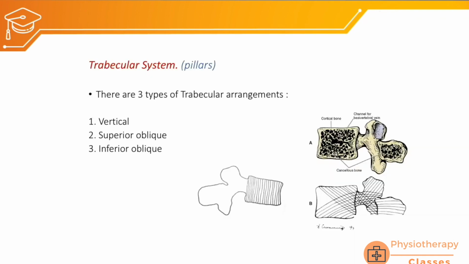The trabecular systems, which we have already discussed for the cervical vertebra, remain the same for all the vertebral spine. It has three types of trabecular system or arrangements, which are vertical, superior oblique and inferior oblique. The vertical trabecular system prevents the compressive force, whereas superior and inferior oblique prevent the torsion and the shearing force.